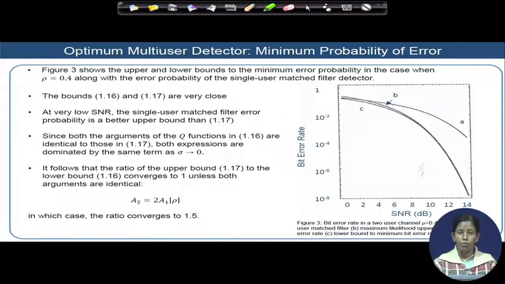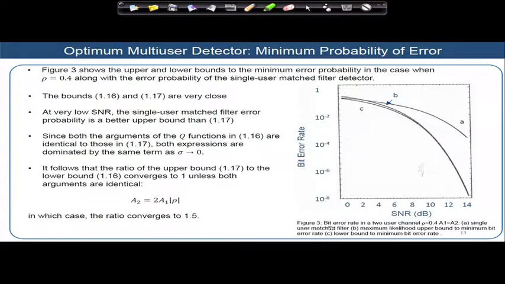If I now plot the single user matched filter detector output along with these newly computed lower and upper bound error probabilities, we end up with the figure shown in Figure 3. Graph A is the single user matched filter detector output, B shows the upper bound we computed, and C is the lower bound. We can see there is not much difference between the upper bound and the lower bound for the optimal multi-user detectors for a 2 user case.